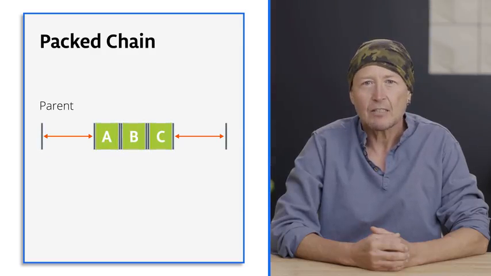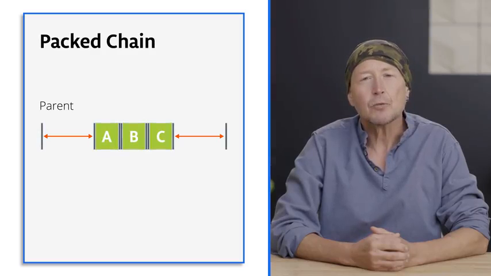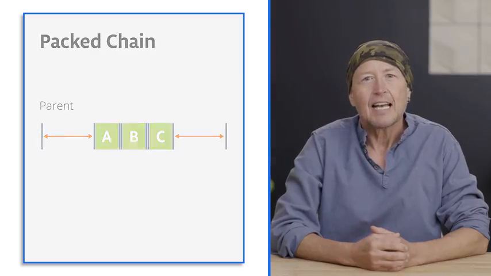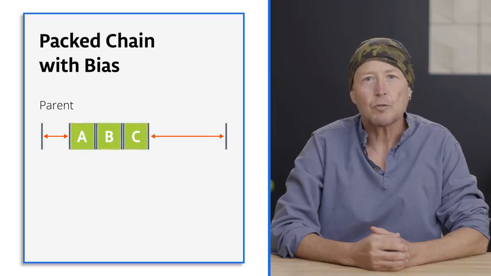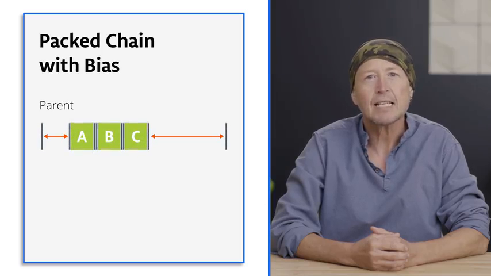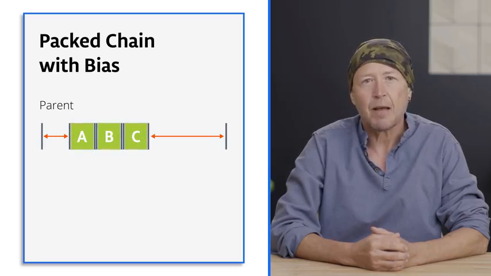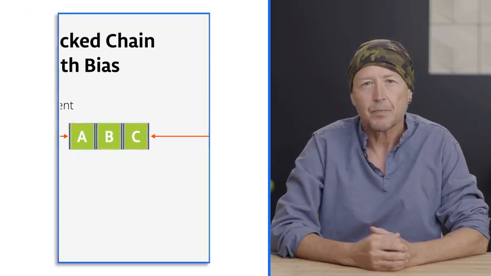A packed chain will do the opposite and use the minimum space. And you can add bias to move the group of elements on the axis, as in the last example of a packed chain with bias.